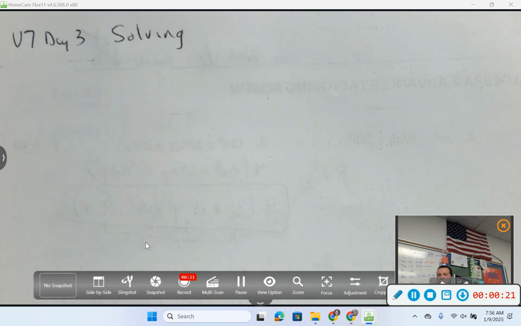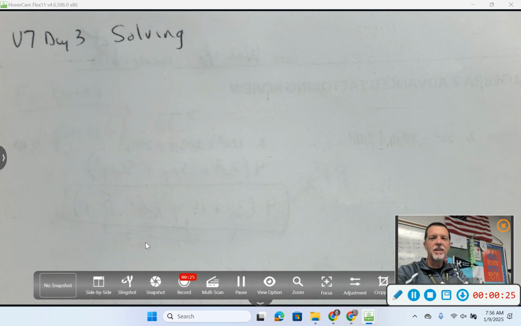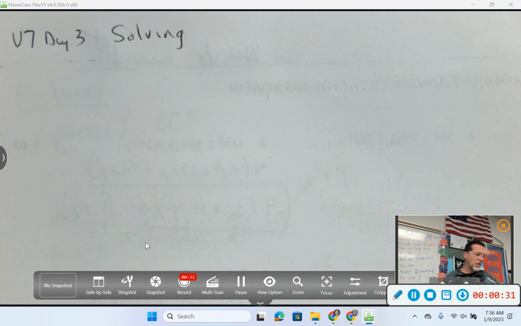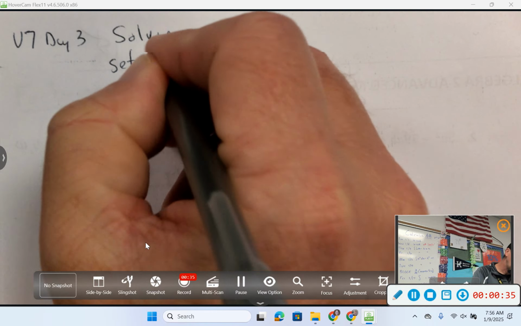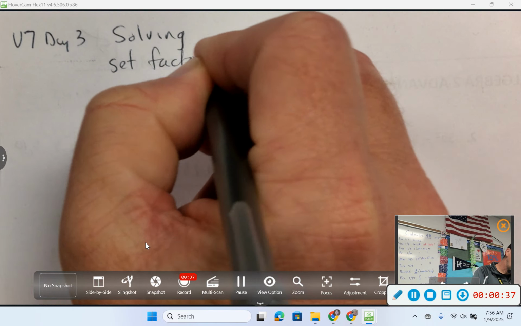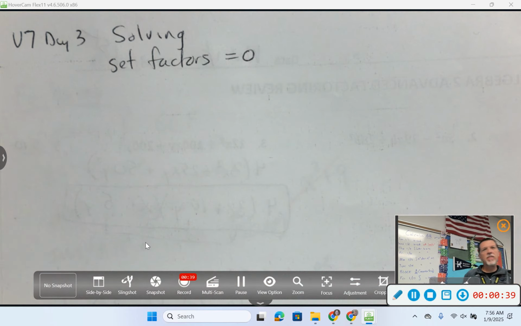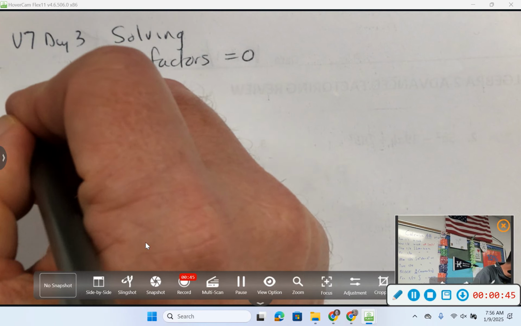What was the difference between a solving problem and a factoring problem? The solving problem is going to have an equal sign in it. And so we'll use that equal sign at the end and set the factors equal to 0. So there's the concept for today: set the factors equal to 0. I feel like we've already done this as well.